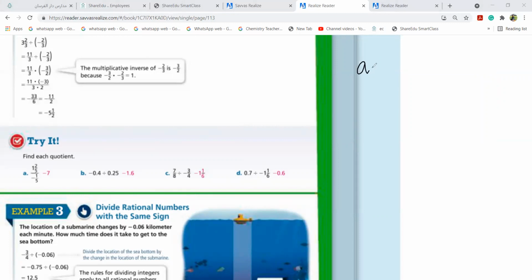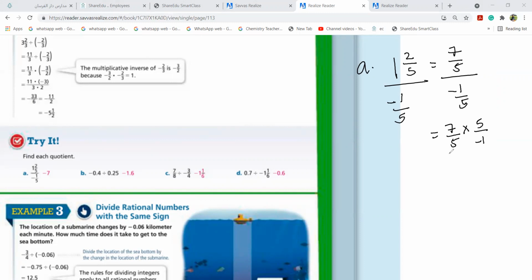Let us start. A: 1 2/5 divided by minus 1/5. Will you tell me if you open this how much it is? 7/5 divided by minus 1/5. Just write the numerator, put a multiplication sign and flip it. Any questions? This is 1 and 1. My answer gets minus 7.